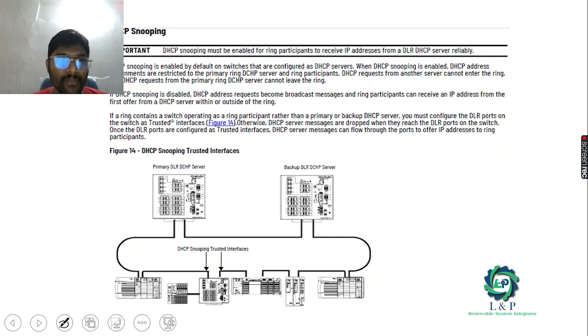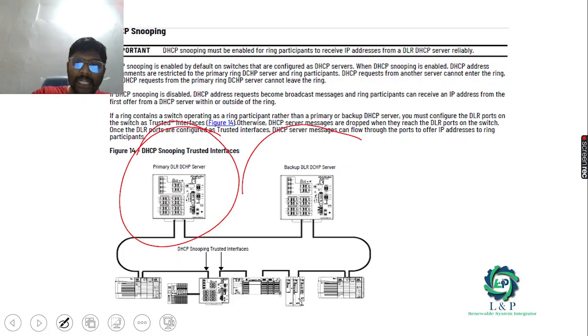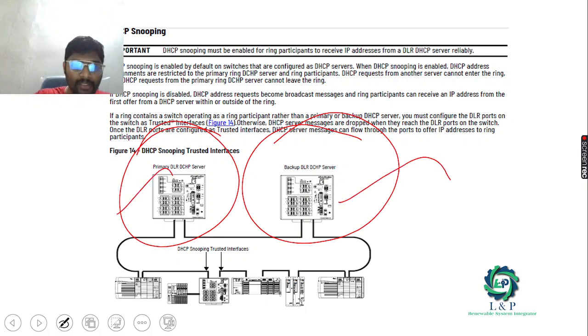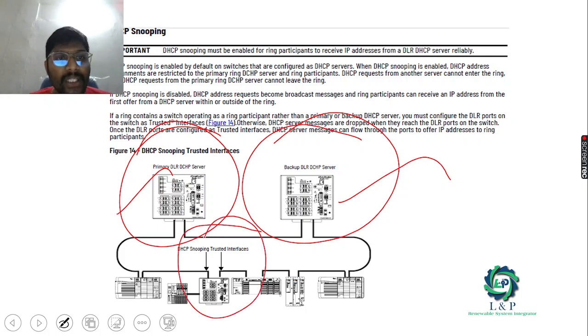Next, why does snooping need to be done? As you can see here in this network, we have a primary and we have a secondary backup. But in between, there is a possibility for these DHCP snooping devices.